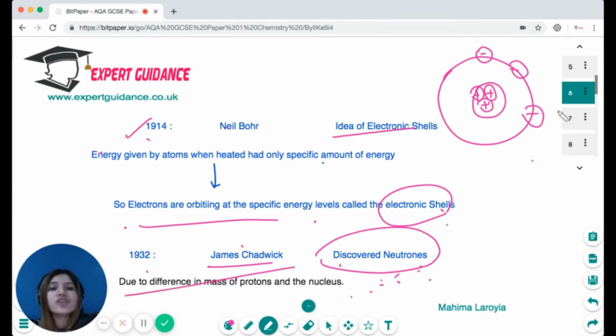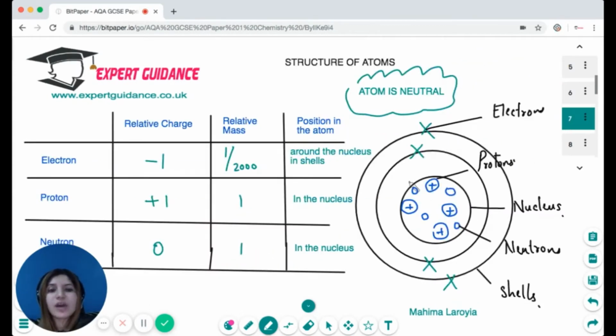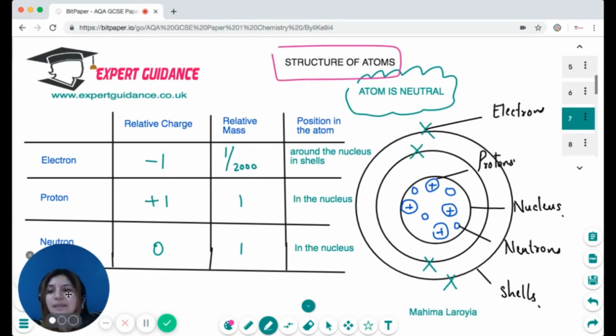Okay, so with all these discoveries, we came up with this structure of the atom. The atom is composed of 3 subatomic particles, and this table is very, very important. You should remember each and every part of this table. You might be asked in the exam to either fill some parts of the table or maybe to make this whole table. So the atom is made up of 3 subatomic particles: electrons, protons, and neutrons.